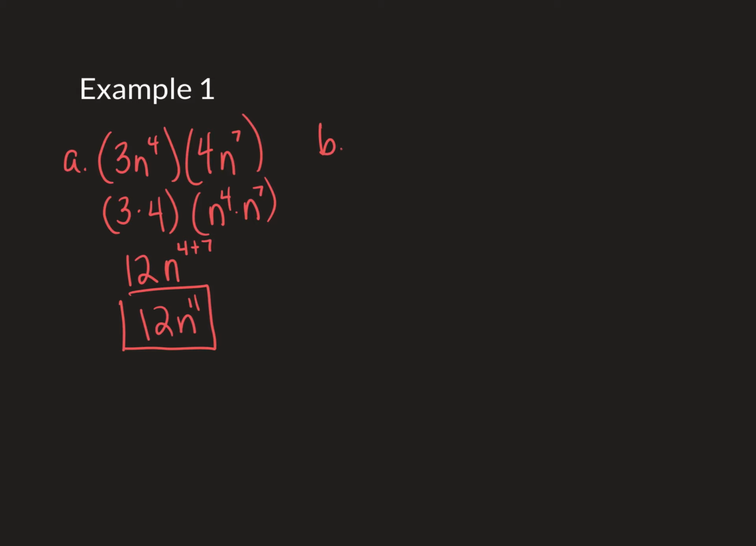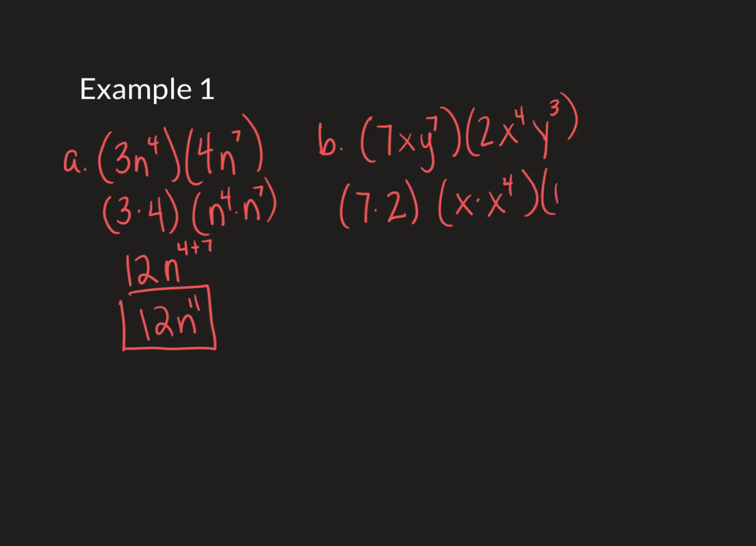Now let's look at example B, here in example 1. I'm going to multiply 7xy squared times 2x to the 4th, y to the 3rd. I think I will rewrite that again because it may help some students for me to show you that way to multiply by rewriting. So you're going to multiply your coefficients. You're going to multiply your x's. And you're going to multiply your y's. And again, this only works because we are multiplying a monomial and a monomial.